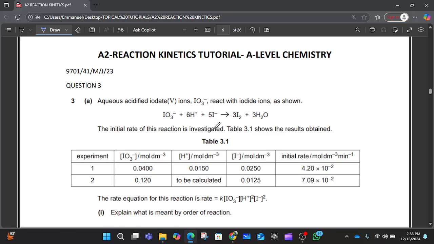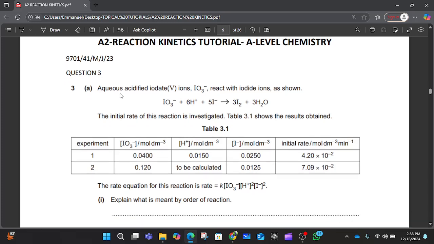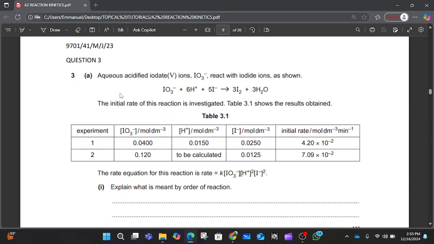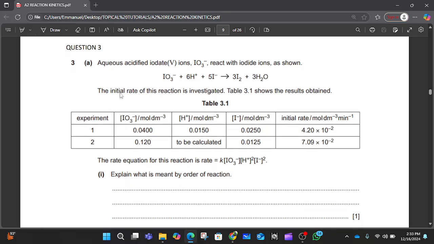The rate equation for this reaction is rate equals k, which is the rate constant, times the concentration of IO3 minus times the concentration of H plus squared times the concentration of I minus squared. Part i: Explain what is meant by order of reaction.